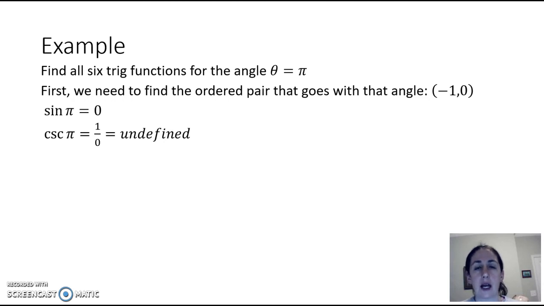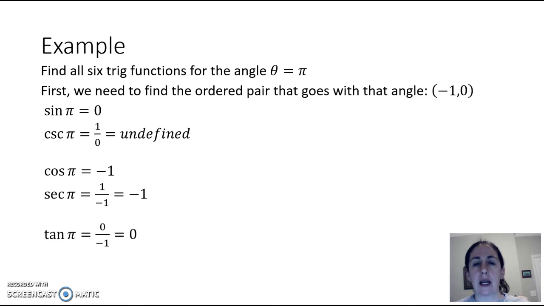We can find the cosine, which is the x value, which would be negative 1. And then the secant would be the reciprocal of that, 1 over negative 1, which reduces to negative 1. The tangent, which is sine over cosine, or y over x, would be 0 over negative 1, or 0. And the cotangent would be negative 1 over 0, which is undefined. So now let's pick one of the non-axis angles.